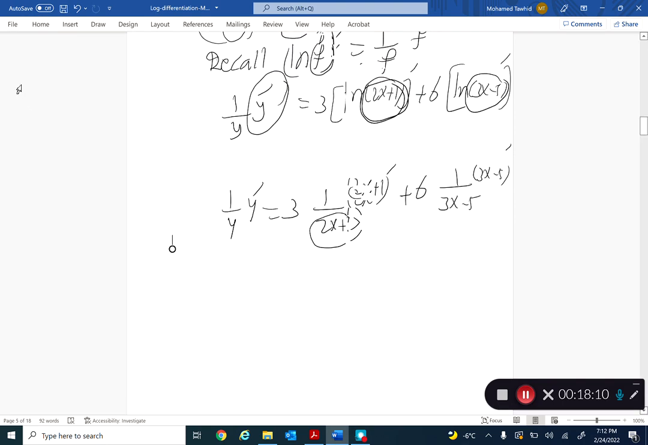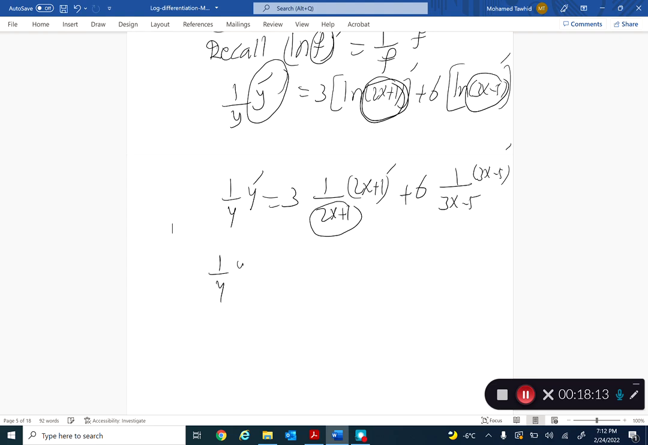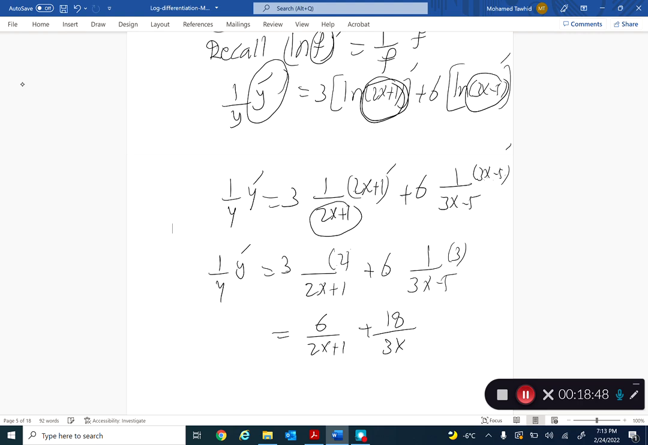Right? So if I go ahead and take the derivative, you have 1 over y times y prime. You have 3, and here 2x + 1. What is the derivative of 2x? Just 2. What is the derivative of 1? 0. So here you have 6, and here 1 over 3x − 5. What is the derivative of 3x? You get 3. What is the derivative of negative 5? It is 0, because it's a constant. Derivative of any constant should be 0. The derivative of 3x is just 3. If I simplify this, 3 multiplied by 2, you get 6 over 2x + 1. 6 multiplied by 3, you get 18 divided by 3x − 5, and that is 1 over y times y prime.